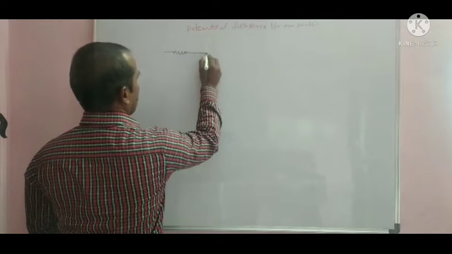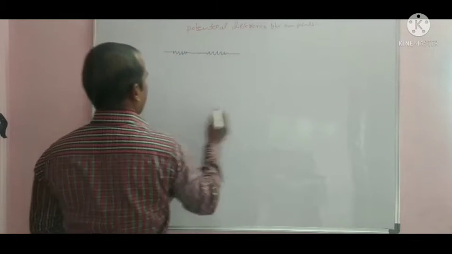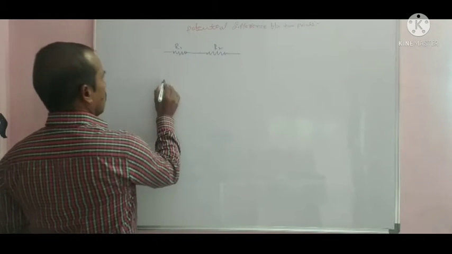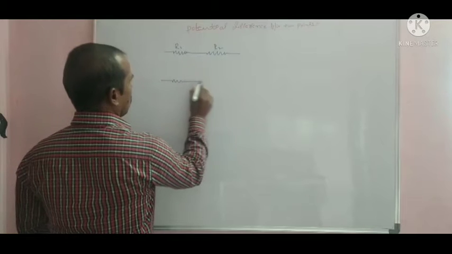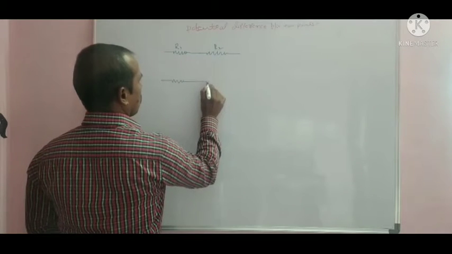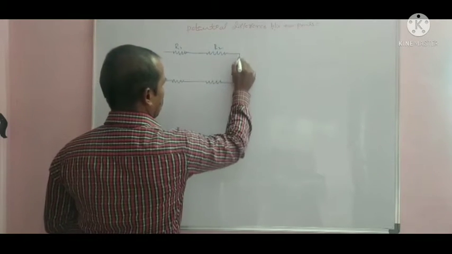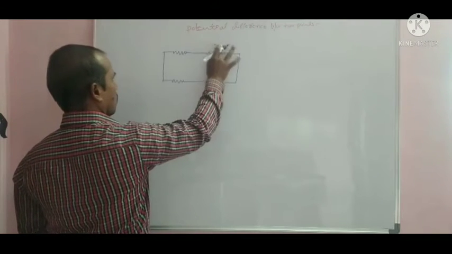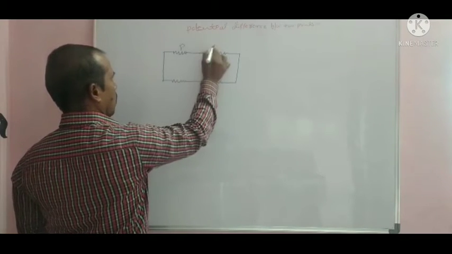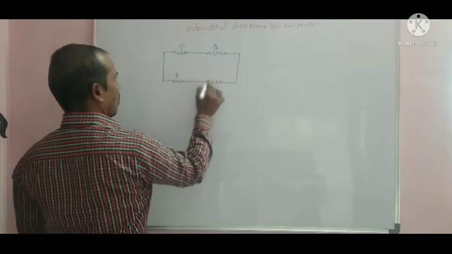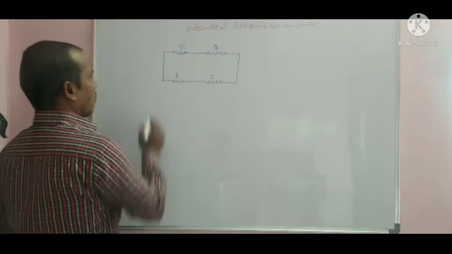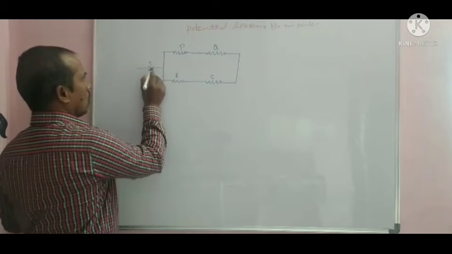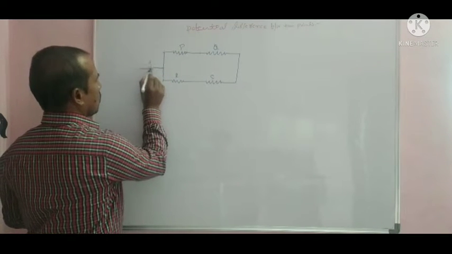two resistances. For example, this one here is R1, this is R2, and another two. For example, this circuit P, Q, R, S. This current passing through, entering into the circuit, is I.